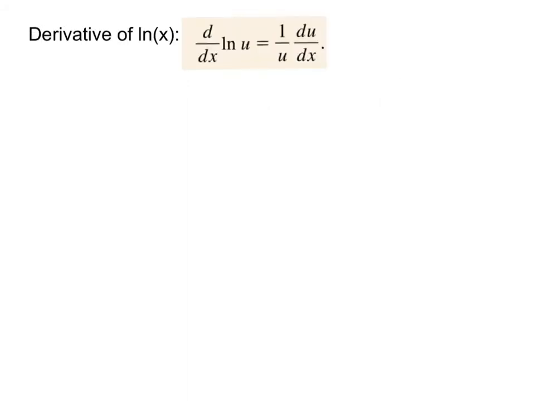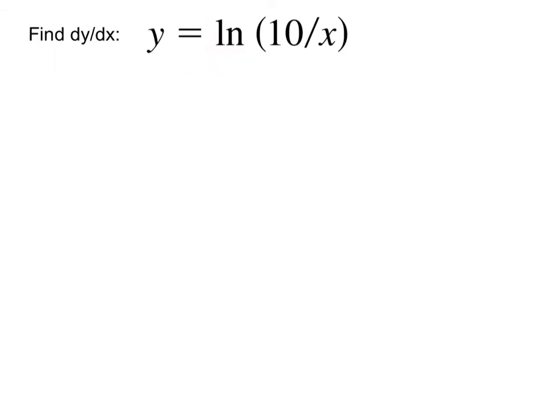So now what is the derivative of a natural log? Well, the derivative of natural log of x is 1 over x, so the derivative of natural log of u with respect to x would be 1 over u du dx. So try this one. What then is the derivative of the natural log of 10 over x? Hit pause.